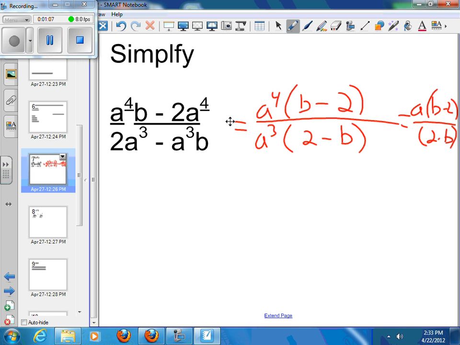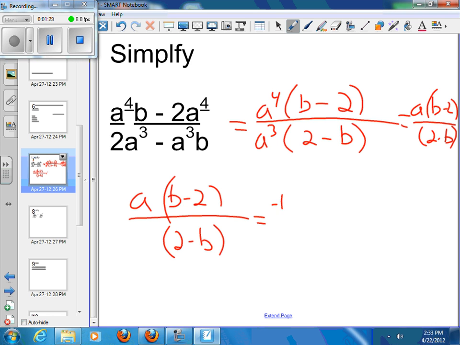And the trick to this, let me rewrite this over here bigger. b minus 2 and 2 minus b are pretty much the same except they have the opposite sign. The b should be negative and the 2 should be positive when I move my numerator down to my denominator. So if I take out a negative 1 in my numerator, leaving my a, that's going to make this negative b plus 2, and then it's going to be 2 minus b.